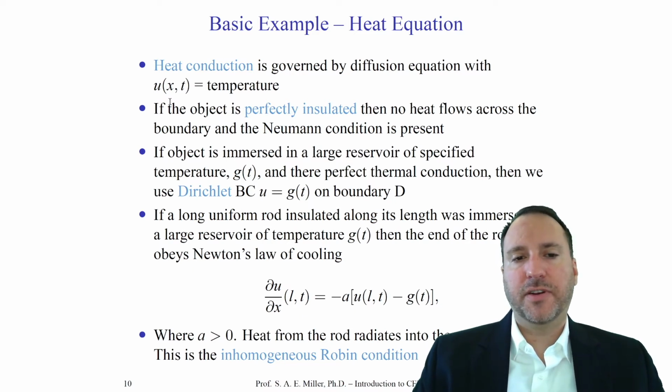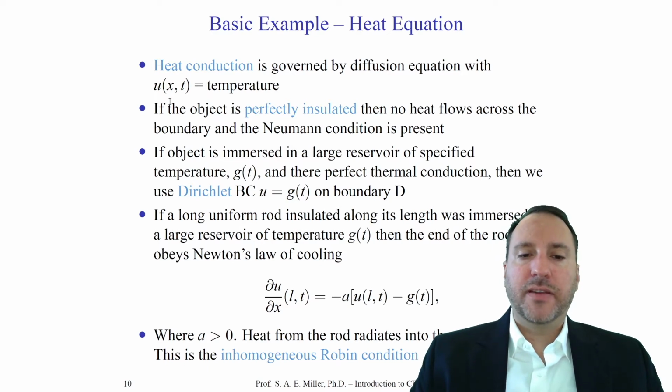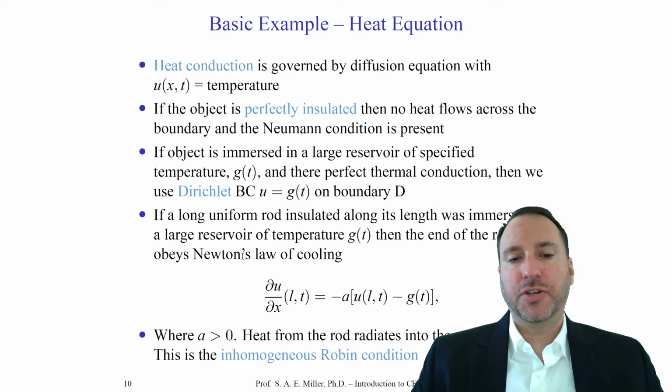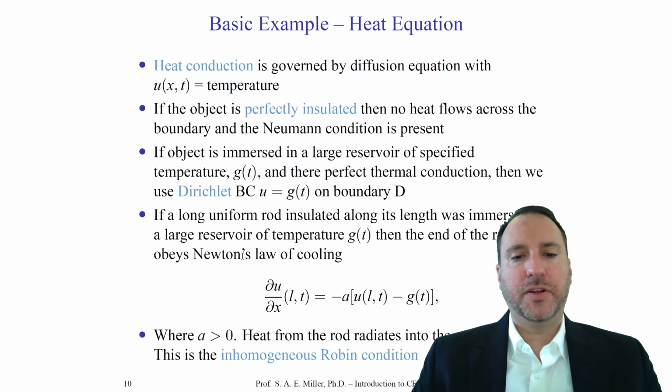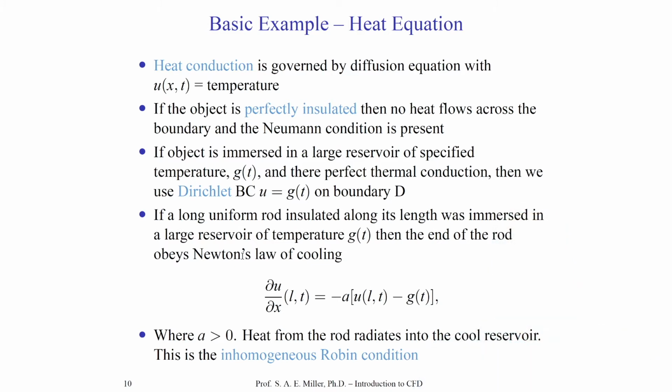Now, if the rod is very, very long and uniform and it's insulated along its length, say wrapped in some sort of foam, and it is immersed in a large reservoir of temperature g of t, for instance, then the end of the rod would obey Newton's law of cooling, a very celebrated finding, of course, of Isaac Newton. It might be written that partial u partial x at x equals L, the boundary, for all t, goes as a constant times u minus g. Here a is greater than 0, and you might view that the rod radiates into the cool reservoir. This is the so-called inhomogeneous Robin condition.